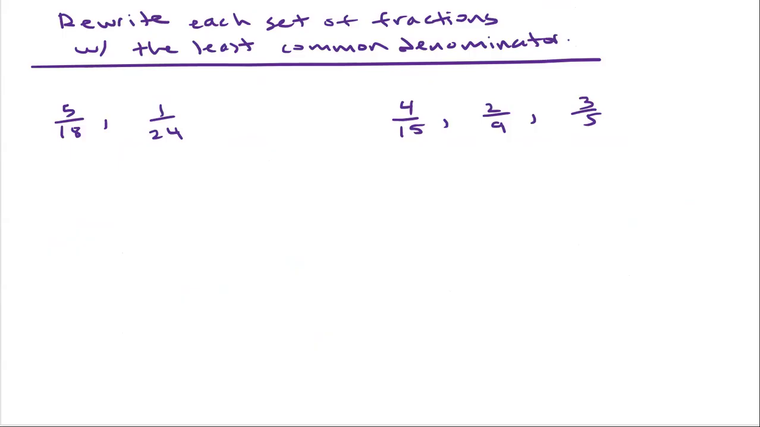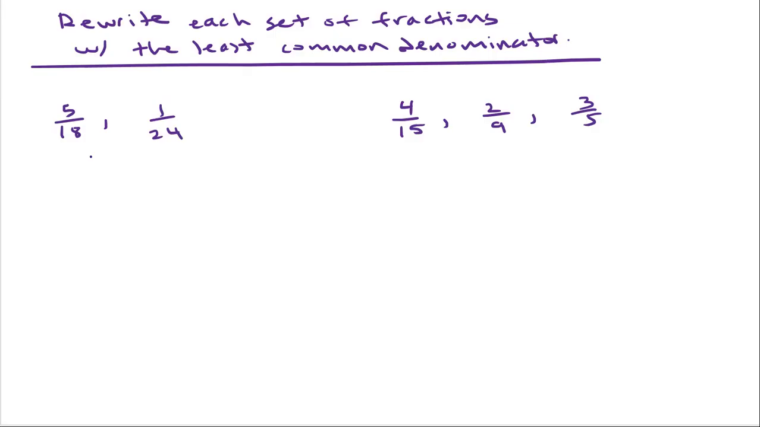Okay, so for this one, they want us to rewrite each set of fractions with the least common denominator. All right, so now it's going to affect also the numerator. So we need to rewrite each one so that they will have the same common denominator, whether we're going to add them or subtract them. Okay, so this one's going to affect both the numerator and the denominator. So we're going to rewrite this.